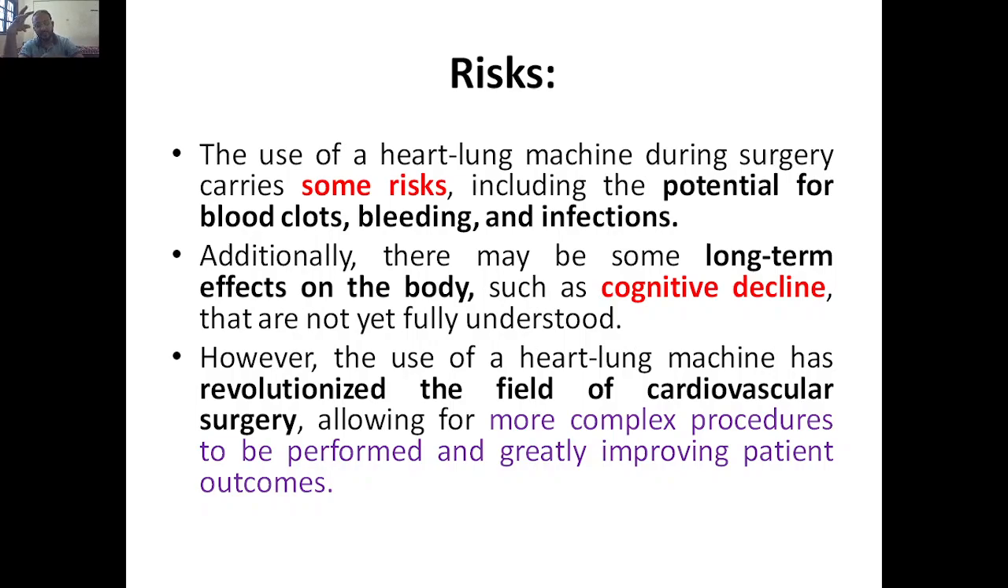Since you are using the machine, sometimes you may not have control over it, so it might cause blood clots, maybe because of the air particles generated during the flow of the blood. Or bleeding, that might also be one of the problems.